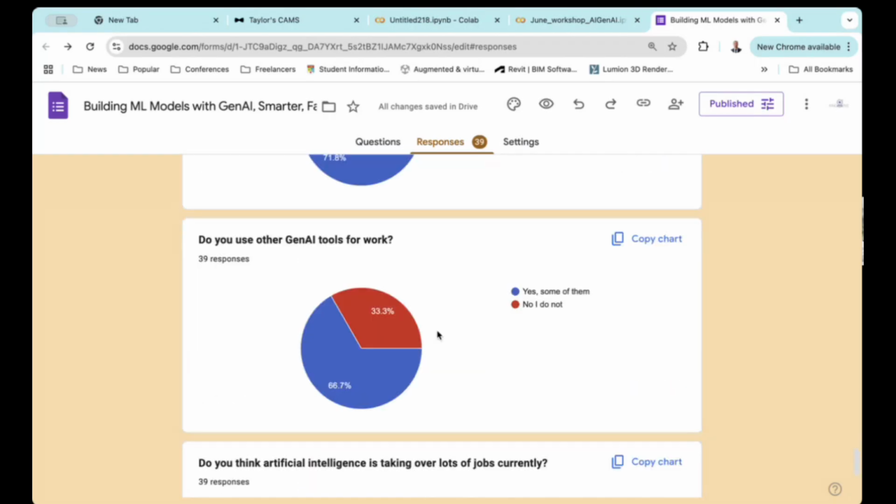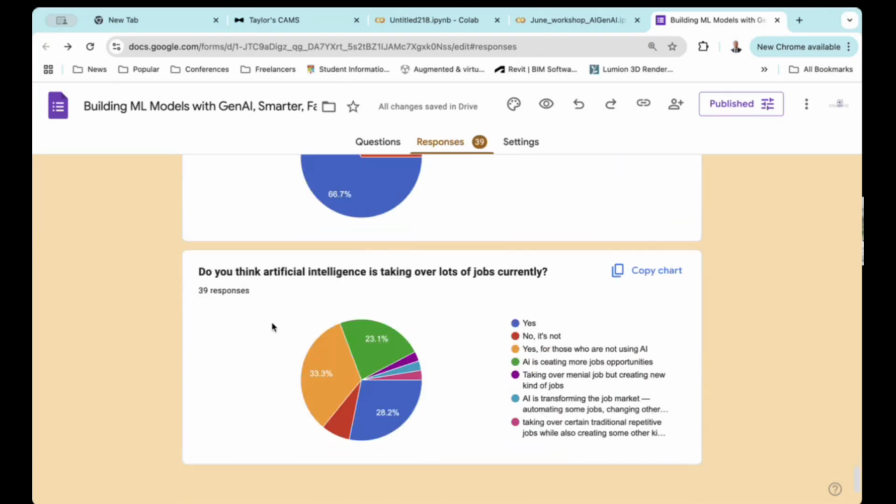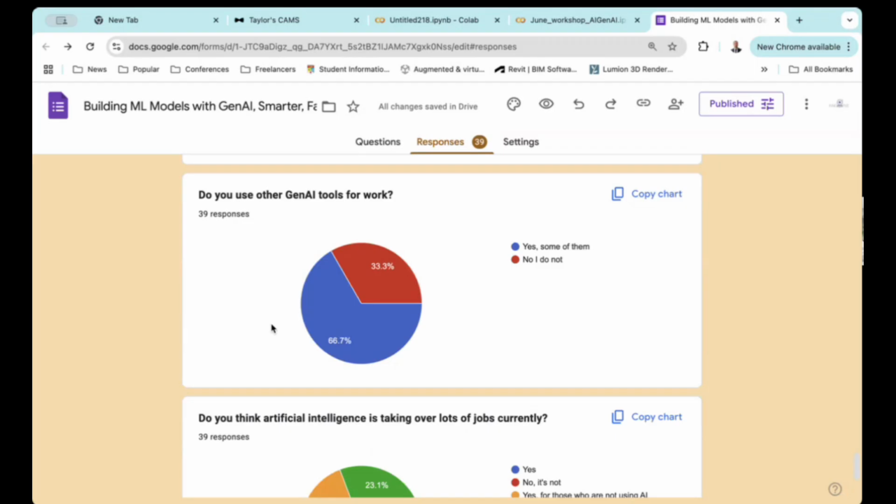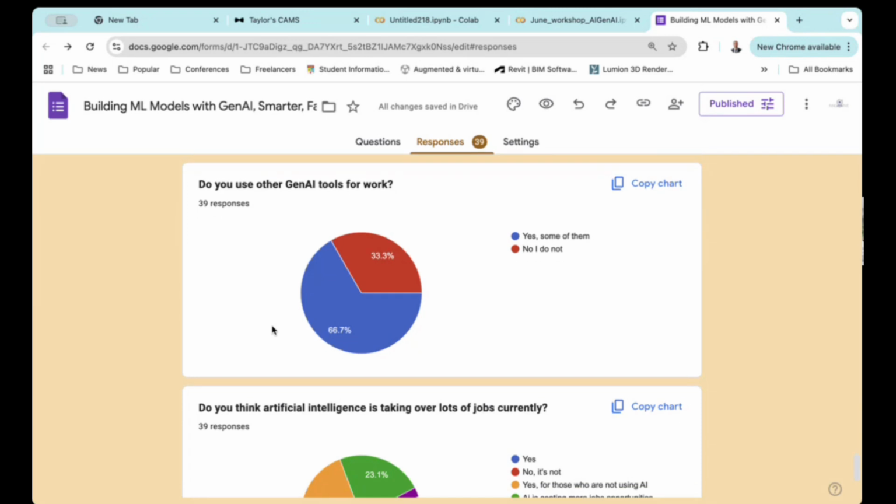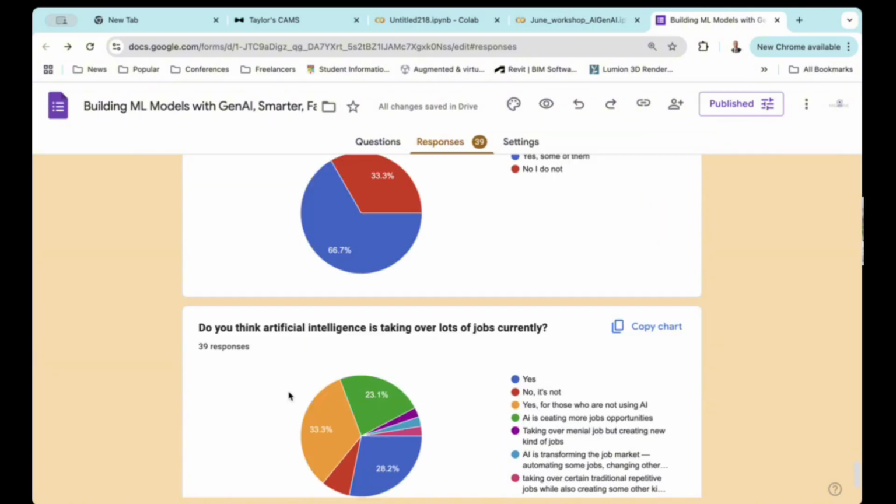So do you use other generative AI tools for work? Yes, some of them are quite interesting. Maybe we can discuss this by the end of today, like what other generative AI tools you are using, especially for work. You don't have to mention what kind of work or what the work is. This is your own privacy, but just share with us the tools. Maybe we are going to find something new.